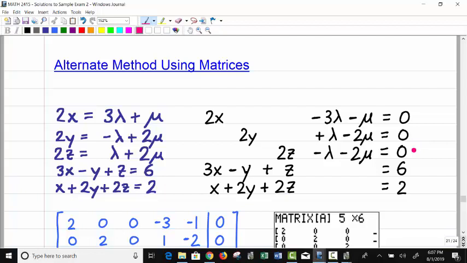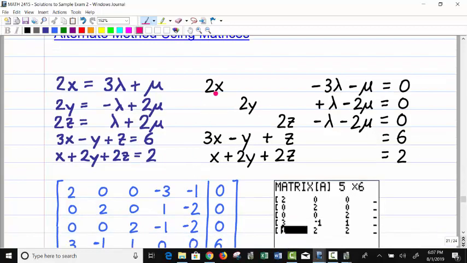This one, you take those original equations, like so, and you line them up: x, y, z, lambda, mu. Whatever order you put them in, just make sure you realize that's the order that the answers are going to come out.